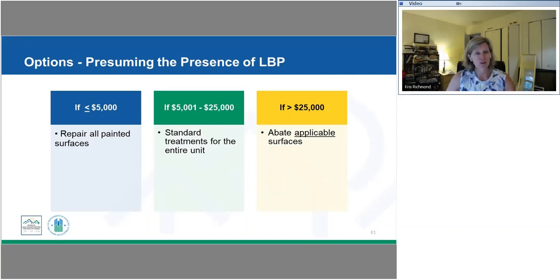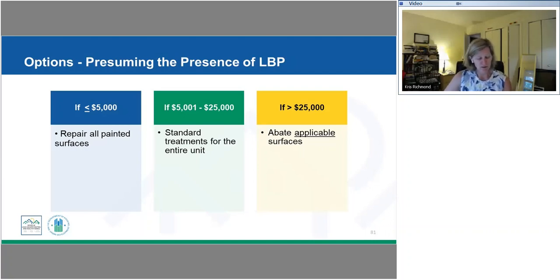So if you are choosing to do presumption and you're in that first category, less than or equal to $5,000, you're going to repair all painted surfaces, okay? Not just the painted surfaces to be disturbed, you're repairing all painted surfaces. If you're in the $5,001 to $25,000, you're doing standard treatments for the entire unit.